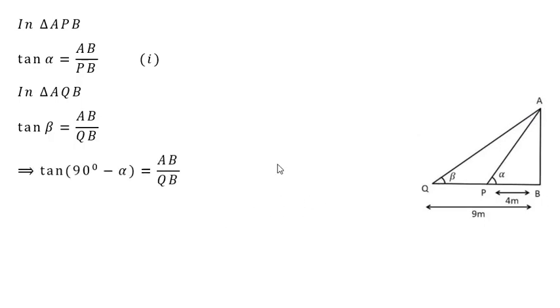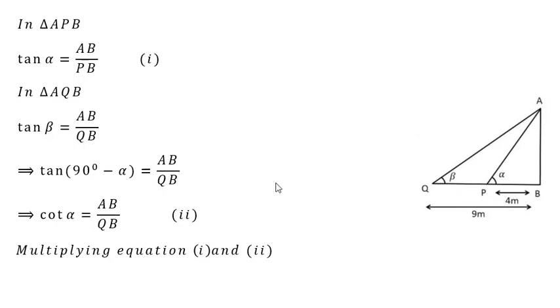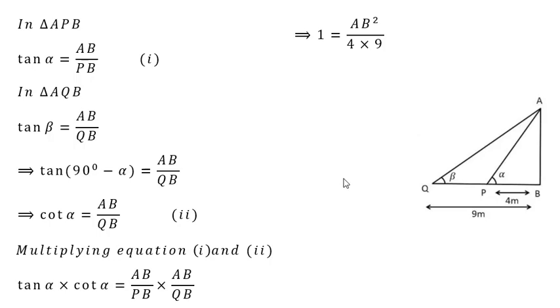Now alpha plus beta is 90 degree, so beta I can write as 90 minus alpha. So from there I have tan of 90 minus alpha, which is cot alpha. So I got the value of tan alpha, I got the value of cot alpha. Now if I multiply equation 1 and 2, tan alpha into cot alpha gives me 1. So I have 1 equal to AB square upon PB into QB.